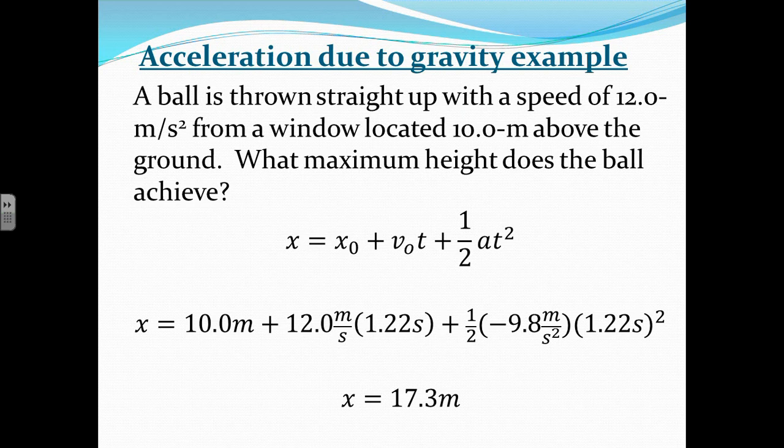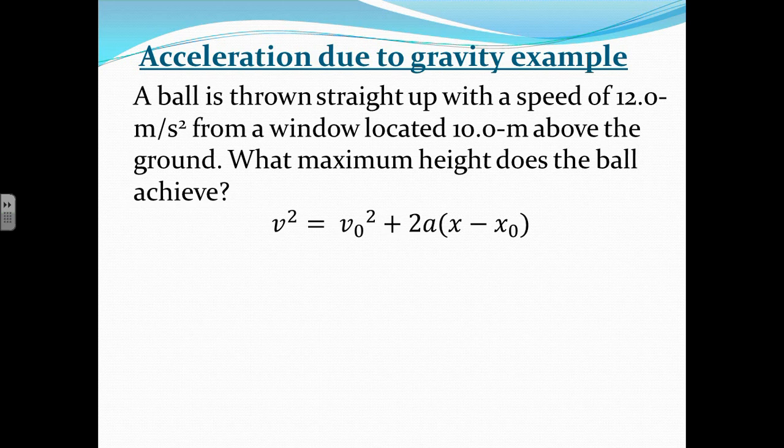This is not above the 10 meter window that we threw it from. This is above the ground below. So if we're 17.3 meters above the ground, that would mean that we're 7.3 meters above our initial position that we threw it from at the window.